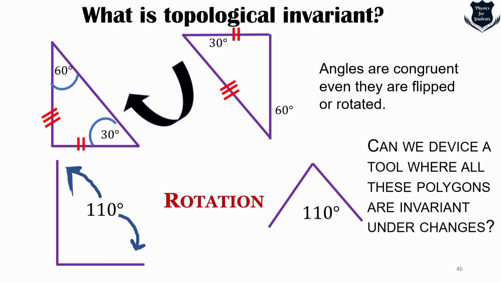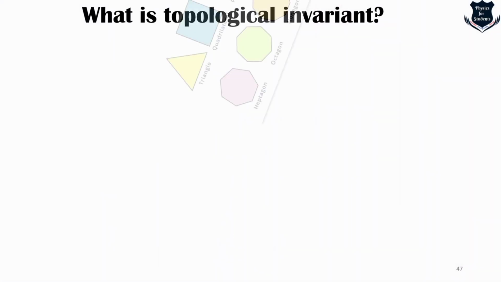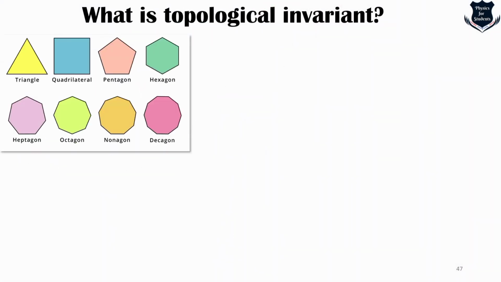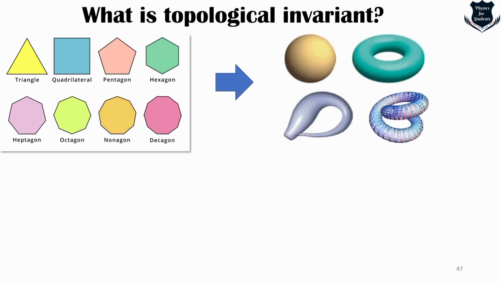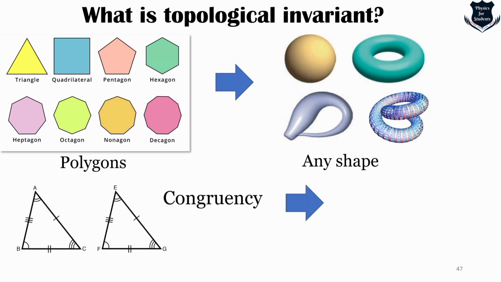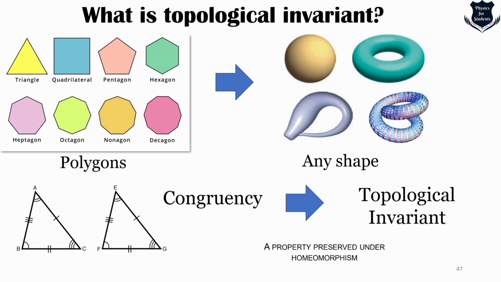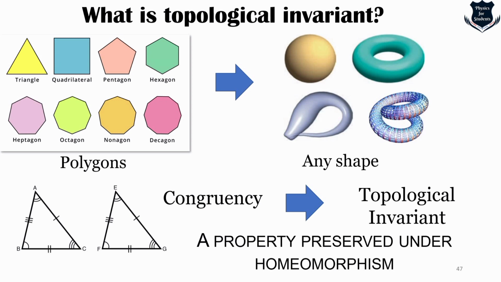So the question is, can we devise a tool where all these polygons, as I call them, clubbed together, are invariant under changes? Let us find out. We group all those shapes into polygons, and what happens is that these polygons get generalized into any shape, and this concept of congruency leads to what is called a topological invariant, a property preserved under homeomorphism.